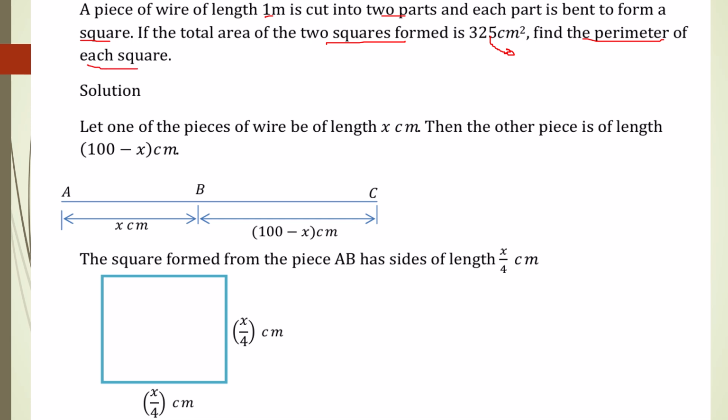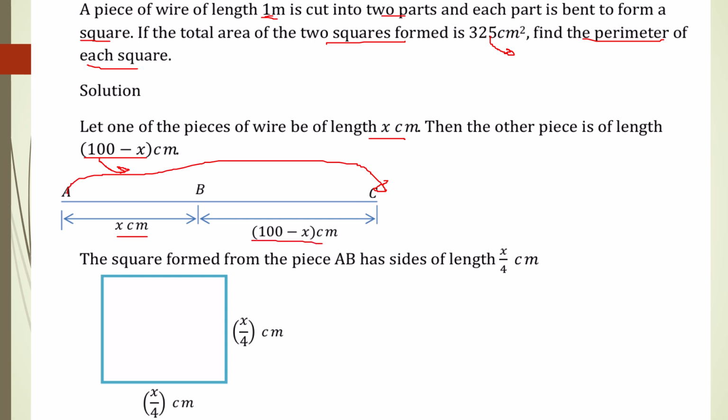So, solution, we are going to start by saying let one of the pieces of the wire be of length x centimeters. Then the other piece is going to be of length 100 minus x centimeters. Now we are saying 100 because 1 meter is the same as 100 centimeters. So we decided to convert meters into centimeters. So since we are having a wire of 1 meter, we are assuming that we use part of it to form one square, and then we use the other remaining part to form another square. So we form the first square using x centimeters, and the other square is going to be formed using 100 minus x centimeters.